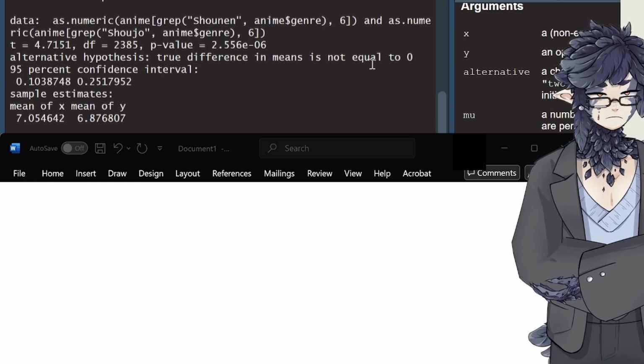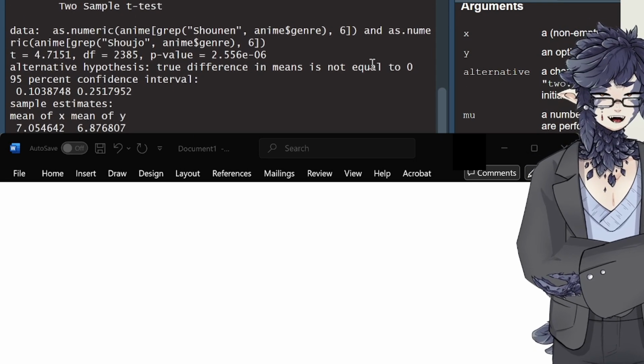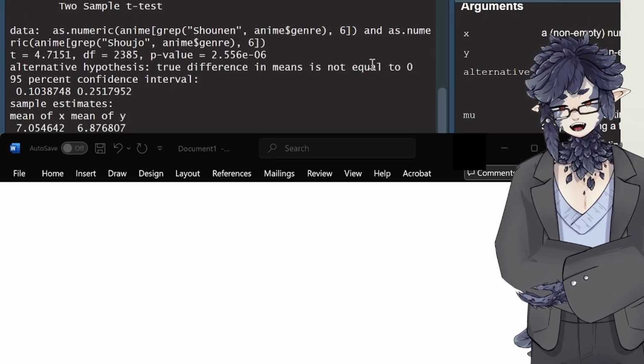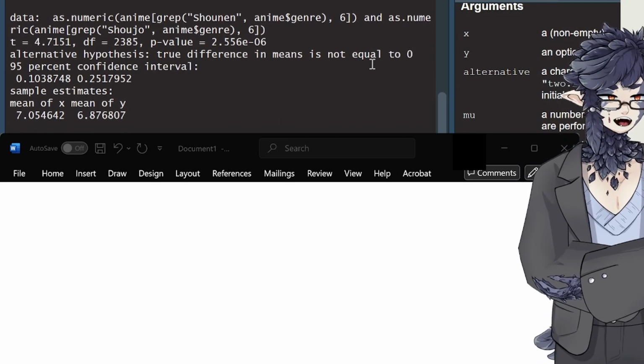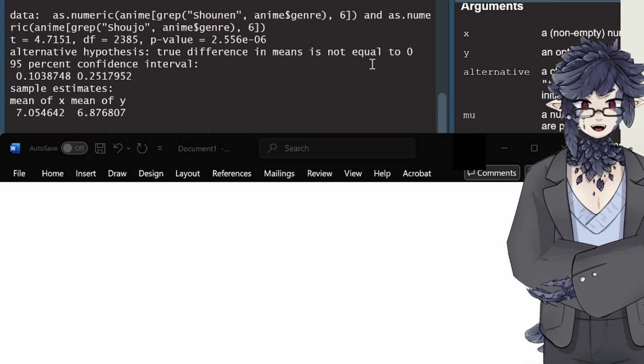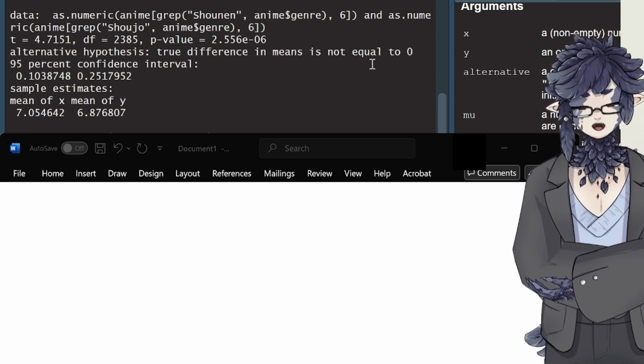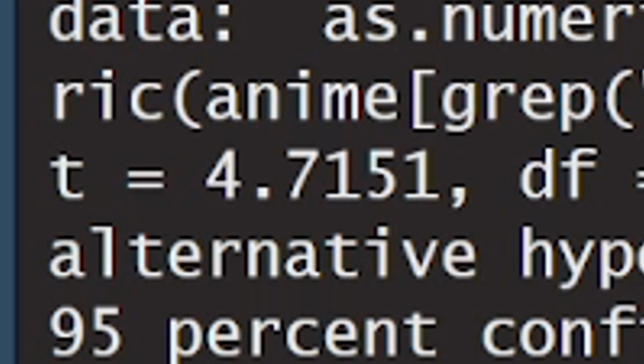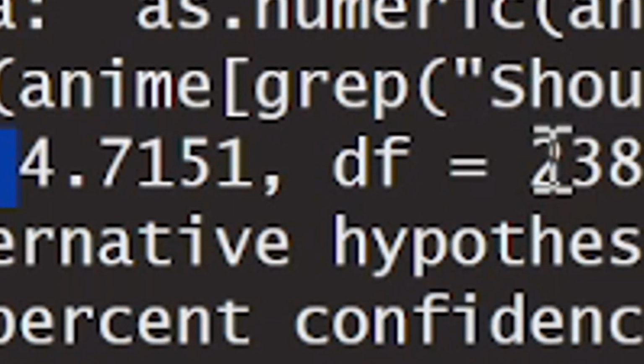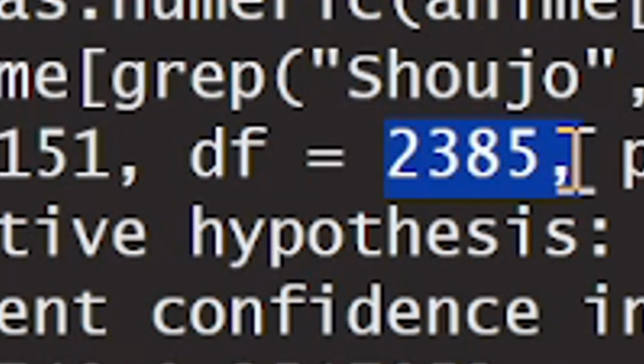Here is our t-test. Whoop, got a little ahead of myself. Here is our t-test. Once again, our independent variable is whether it's a shonen or shoujo anime. Our dependent variable is the rating out of 10 for that anime. Our t-value is 4.71 right here. Our degrees of freedom, you can see that's a whole number this time because we didn't have to do a Welch correction because we violated an assumption.